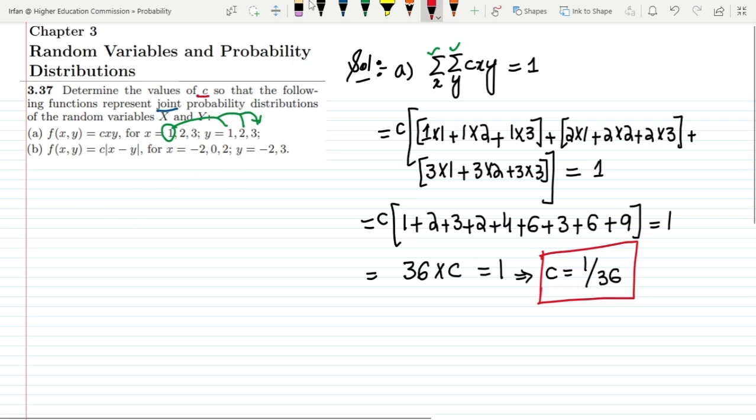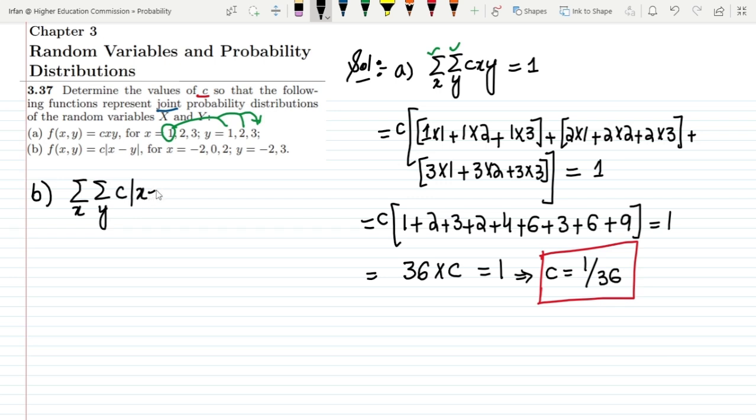Now moving towards part B of our question. Here we can see that this is a joint probability distribution function for all the values of x and y which are here, and taking the same steps, this is for x, this is for y, and the function we have here is x minus y, which must sum to 1 in case of the joint probability distribution function.